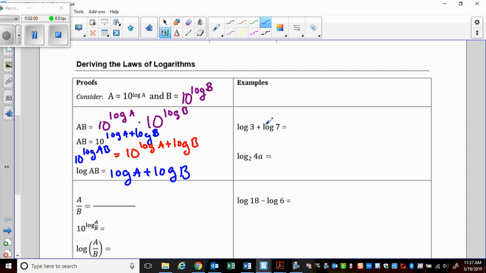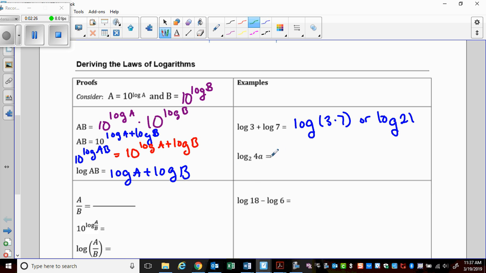If we are adding, and the logs have the same bases, and we are adding in between the logs, then that is the same as combining them and multiplying. So if we want to combine, this is going to be log of the same base of 3 times 7, or log of 21.